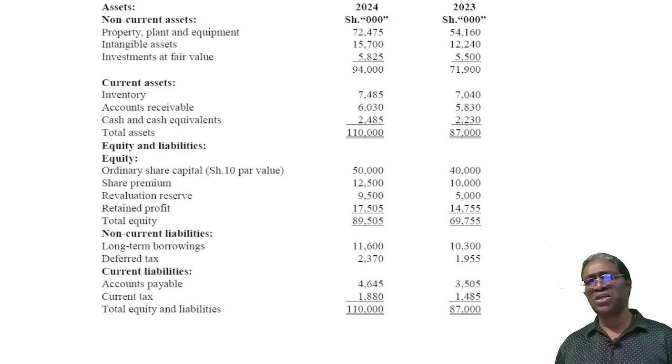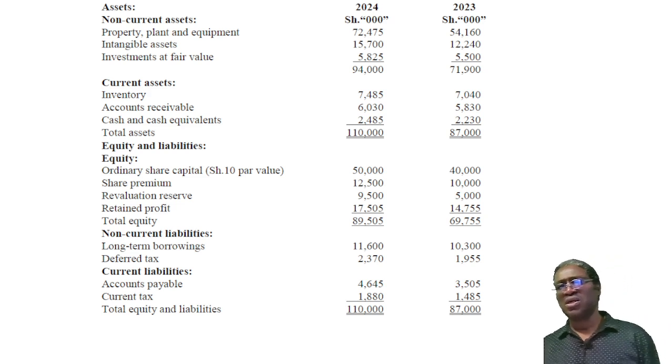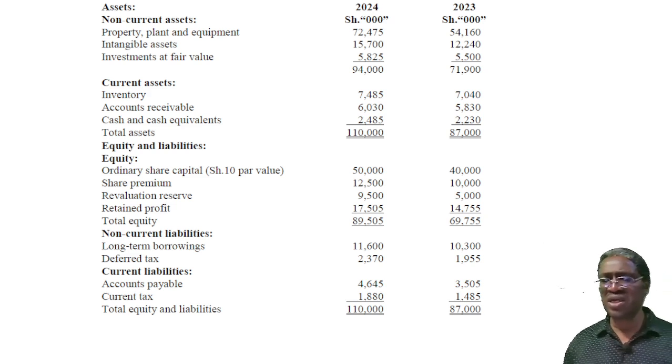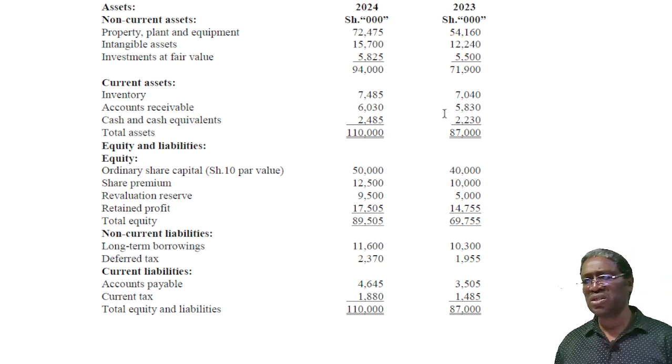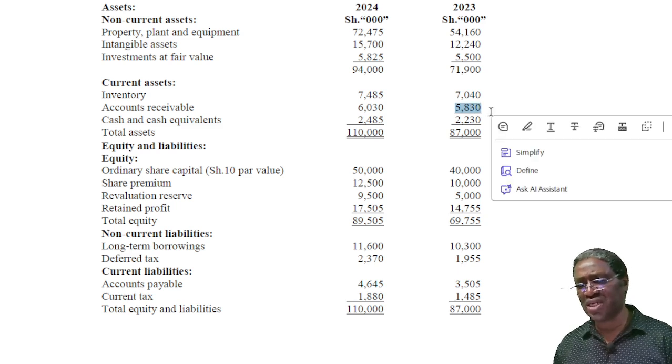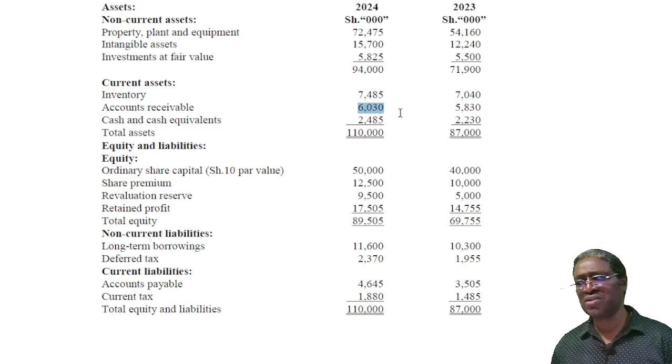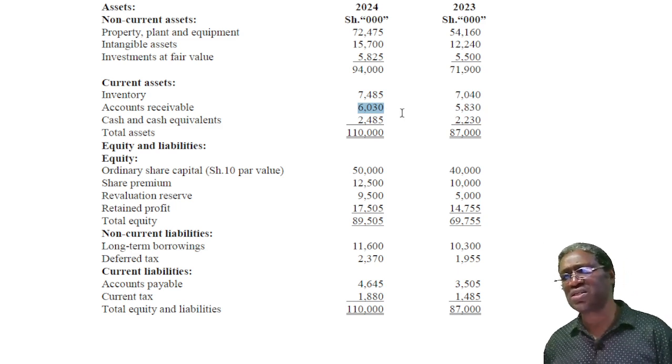The next account is the account called receivables. Accounts receivables. If you look at the balance sheet again, last year the receivable was 5830. This year the receivables are 6030.